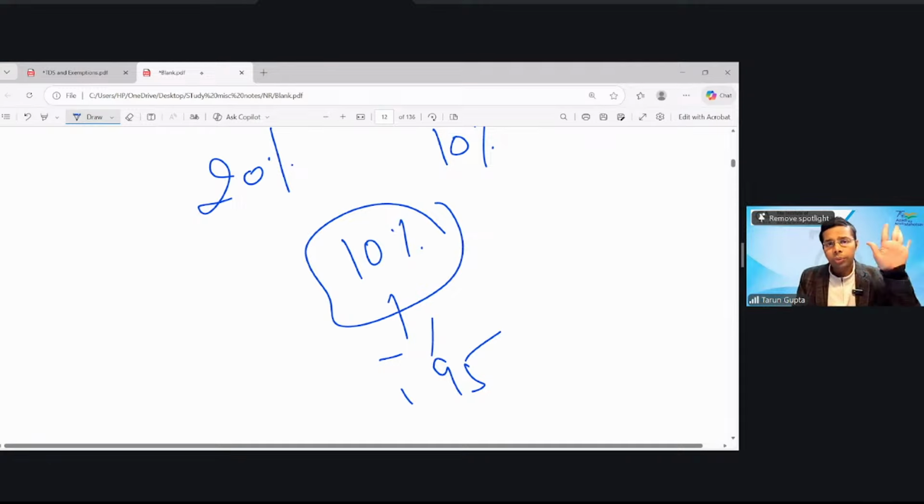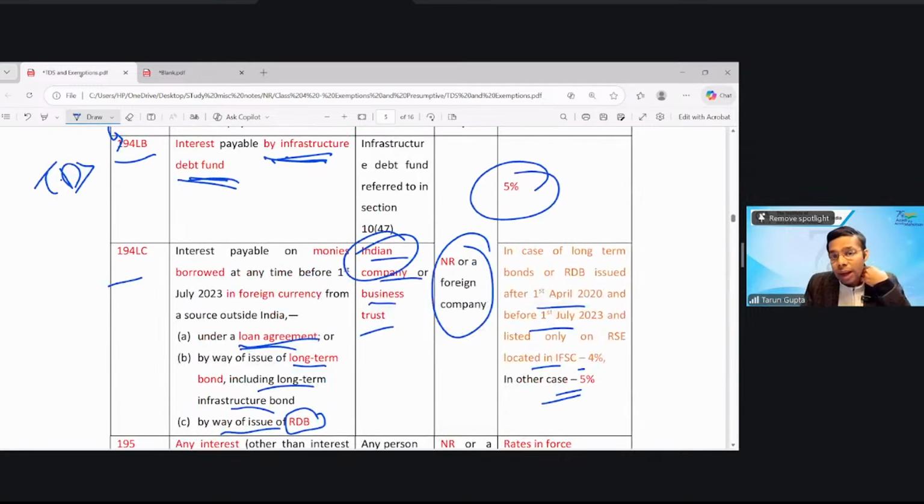So hope you understand. You're with me. So if you see Section 194LB and 194LC, the tax rate is 5%, and this is the minimum tax rate. No DTAA provides a rate lower than this. This rate is provided in the Act itself, so it shall be applicable to all NRs, whether there is a DTAA or not, whether DTAA provides a higher tax or not.